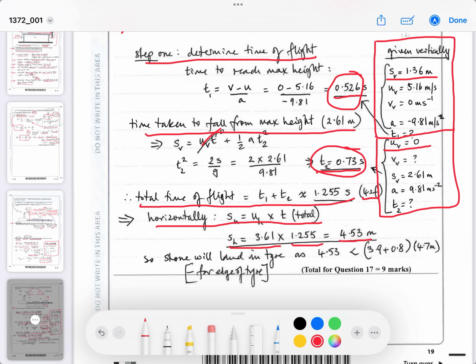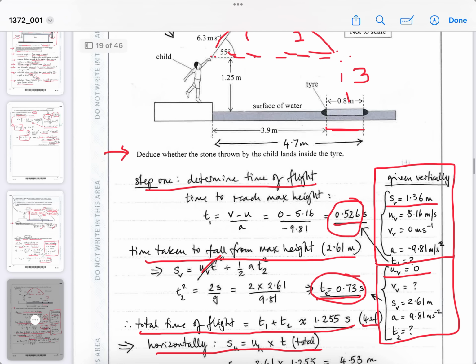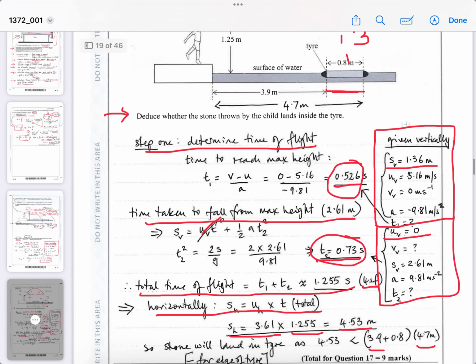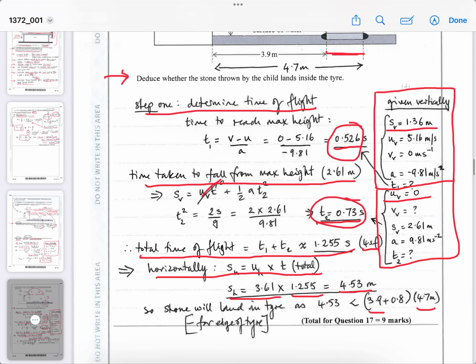Which is in the range between 3.9 and 4.7. So the stone will land in the tire because it's between the minimum distance 3.9 and 4.7 meters. So that is a long question to do with projectile motion. And that's a very good practice question for you to write up as part of your notes.